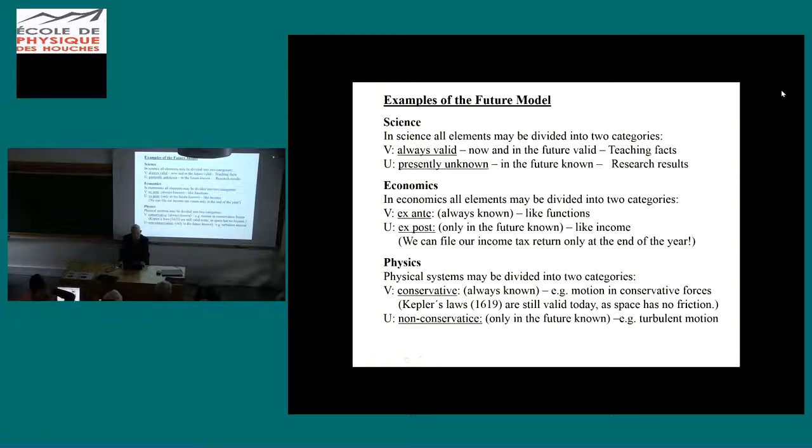Let's go to economics. In economics, all elements may be divided into two categories. V are ex ante, always known, like functions, for example, and U are the ex post terms, only known in the future, like income. We can file our income tax return only at the end of the year, not now. In physics, systems may be divided into two categories: conservative, always known, like the motion in conservative forces. Kepler's laws of 1619 are still valid today, as space has no friction. And we have non-conservative motion, which is only known in the future, like turbulent motion in the weather.